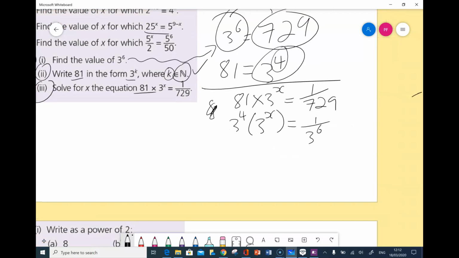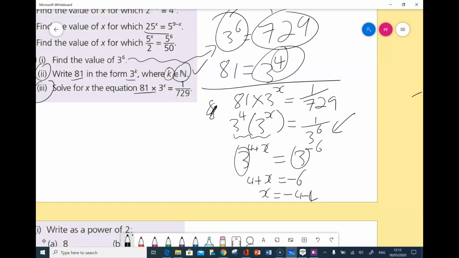What do we do to indices when we're multiplying? We add them. So 3 to the power of 4 plus x. Now, if it's on the other side of the line, I could write that as 3 to the power of minus 6. Base numbers are the same, so 4 plus x equals minus 6. So x is equal to minus 6 minus 4. Minus 6 minus 4. Sorry for my bad writing. x equals minus 10.